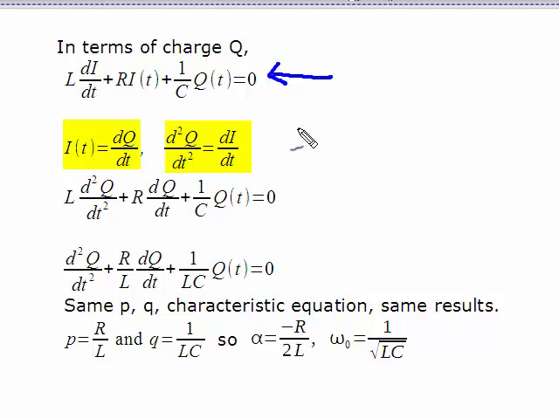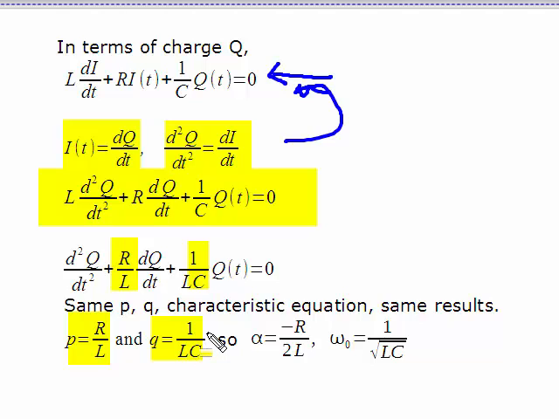I'm just taking another derivative here and plugging these into the equation. I get the equation for the circuit in terms of the charge on the capacitor. When I write it in standard form, look what happens. The P is the same and the Q is the same. The attenuation is the same and the resonant frequency is still 1 over the square root of LC. The characteristic polynomial would be the same. And the same will happen if we use voltage.